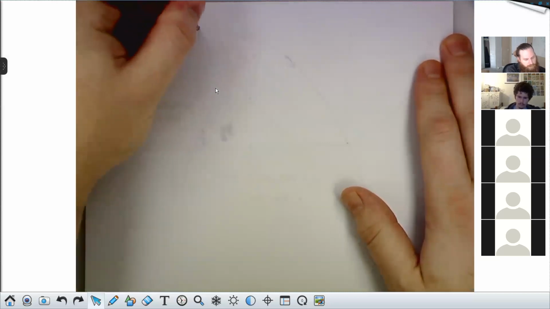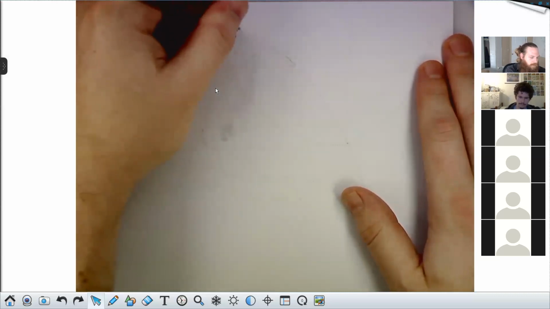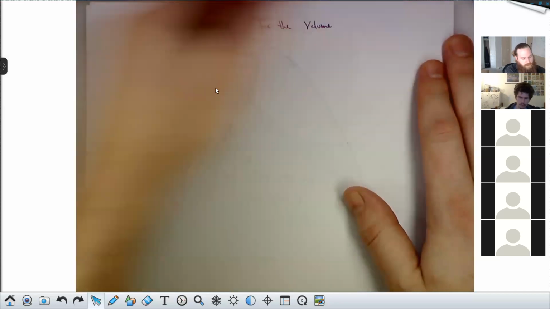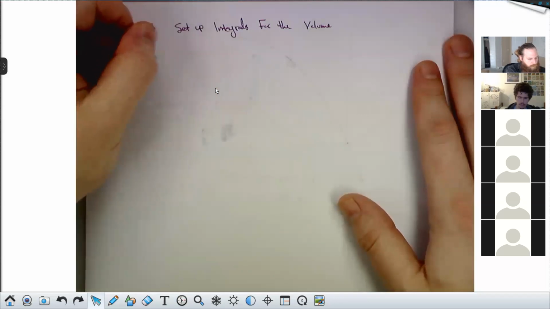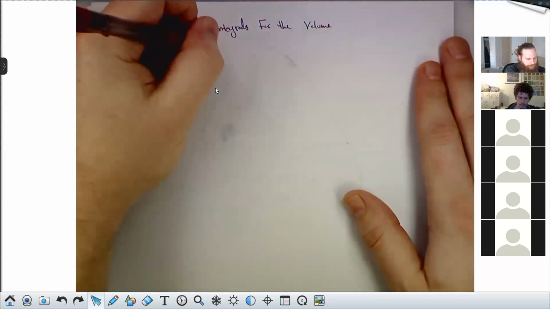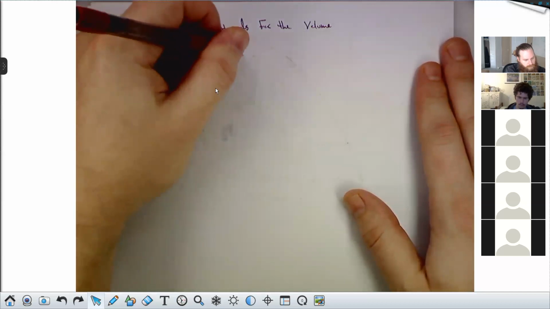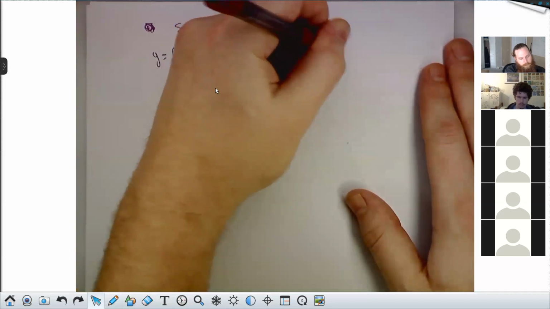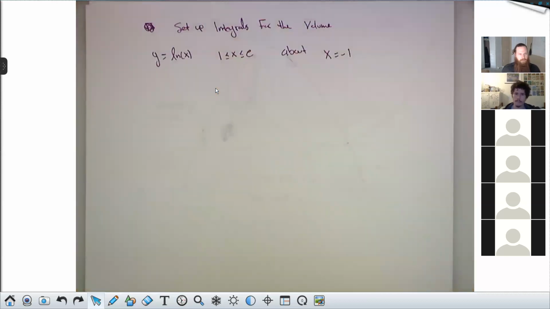They set up integrals for the volume of the solid generated, blah, blah, blah. Boundary curves here, something like y equals ln of x from 1 less than or equal to x, less than or equal to e, rotated about something like x equals negative 1. It's not always ln x, but it's always some function that you guys should know. Ln x, e to the x, sine x, cos x, one of the basic guys.